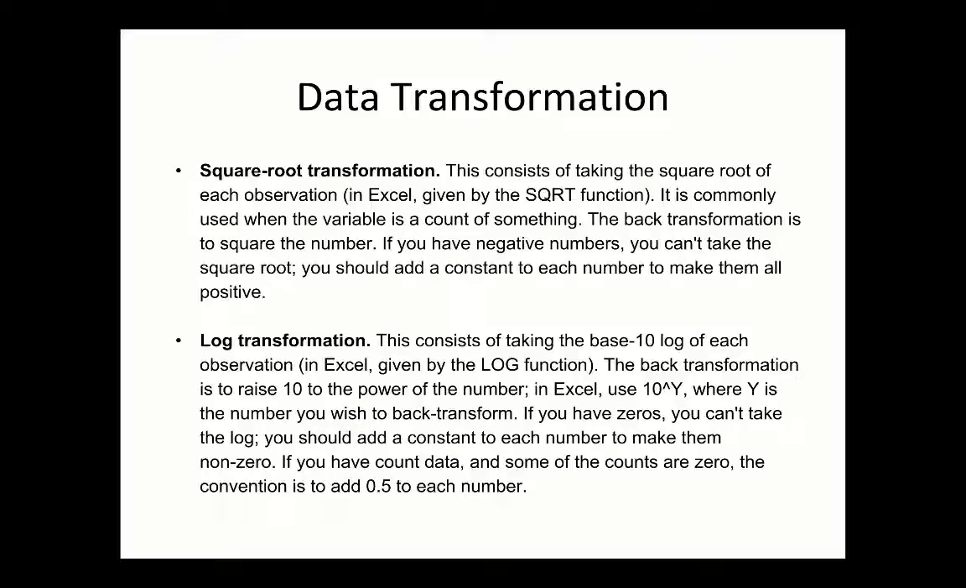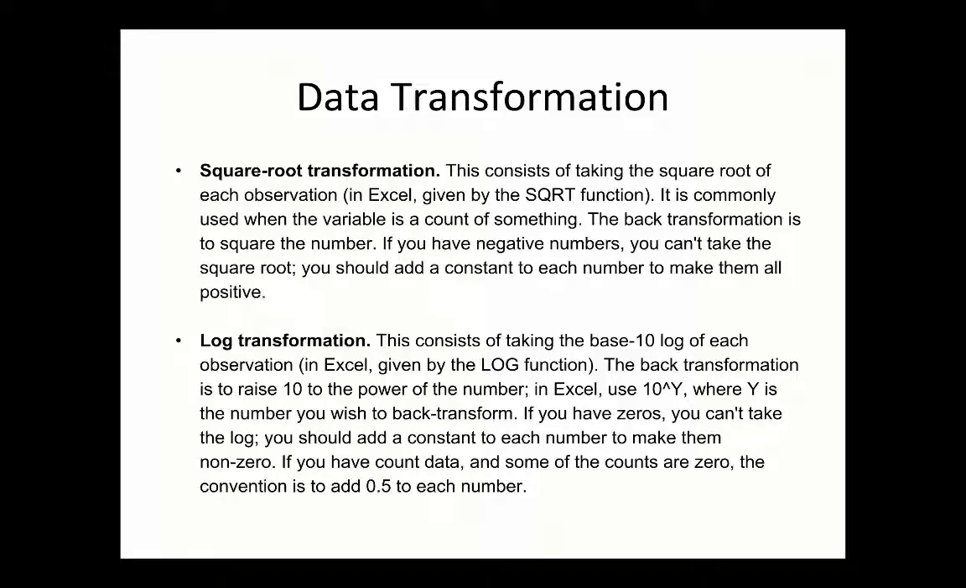There are several types of data transformations that can be performed. The two we will discuss are a square root transformation and a log transformation. The square root transformation consists of taking the square root of each observation. In Excel, this is given by the SQRT function. It is commonly used when the variable is a count of something. The back transformation is to square the number. If you have negative numbers, you can't take the square root. You should add a constant to each number to make them all positive.